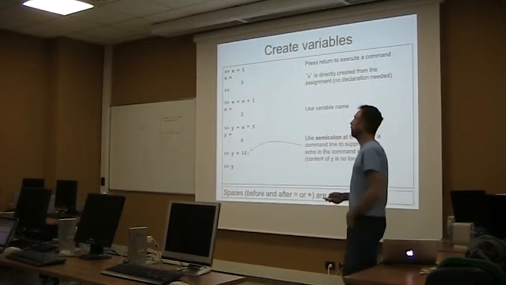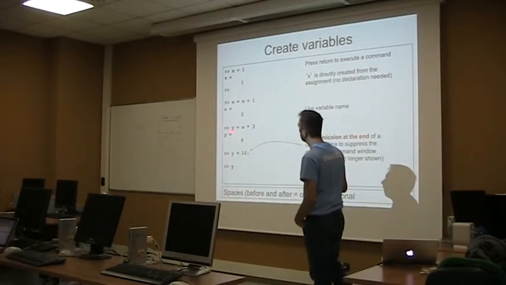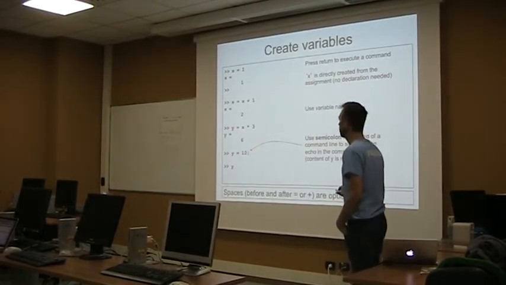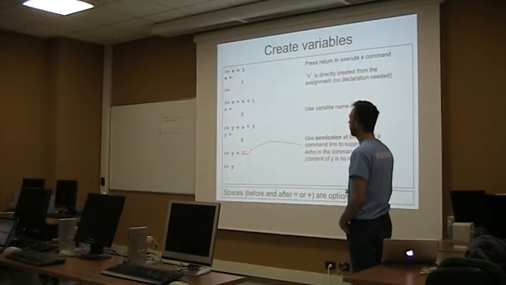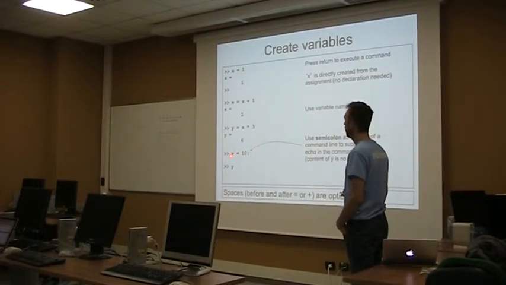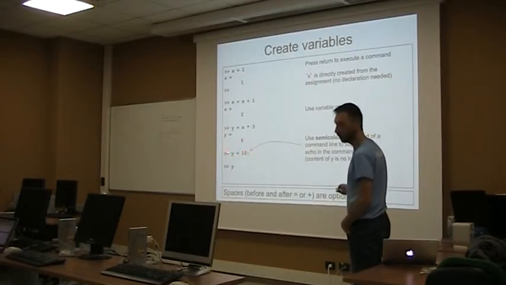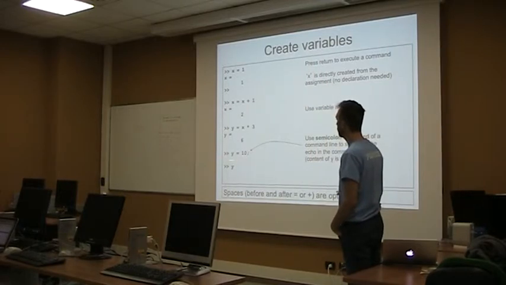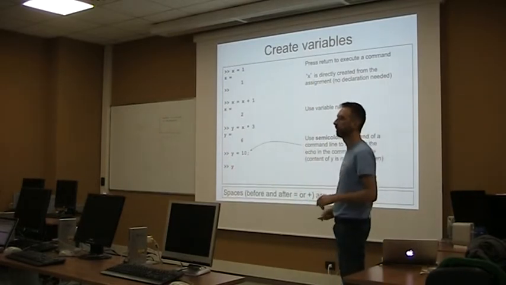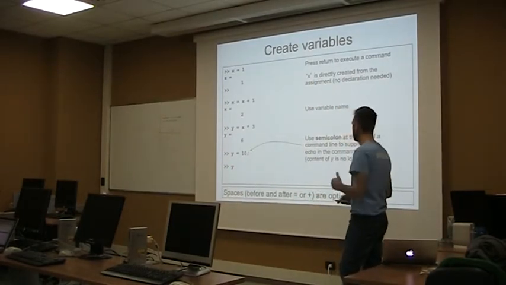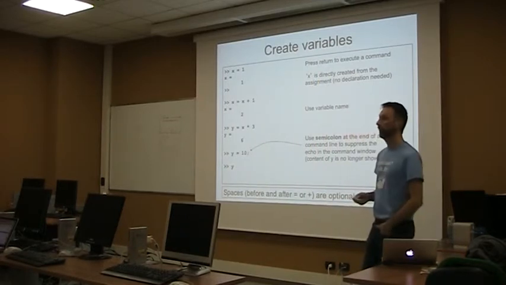And if you don't want to see all the time the output of your variable or the content of your variable, you just need to put a semicolon at the end of your command. So here type y equals 10, semicolon, and then nothing happens, no output. If I want to see what is in y, I can now just type y, enter, and it shows me the output, which should be 10.